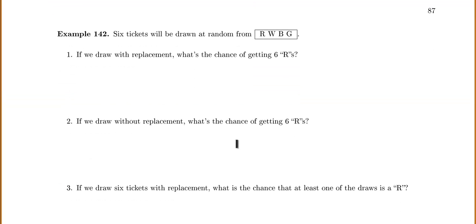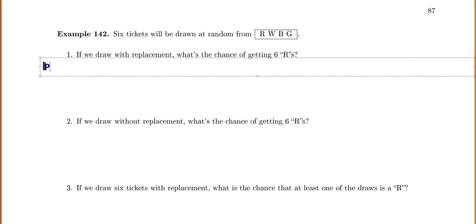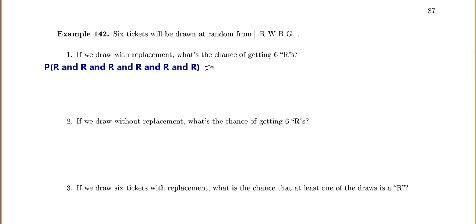Example 142, 6 tickets will be drawn at random from the box RWBG. Number 1, if we draw with replacement, what is the chance of getting 6 R's? So we are specifically looking for the probability of getting an R, and an R, and an R, and an R, and an R, and an R.